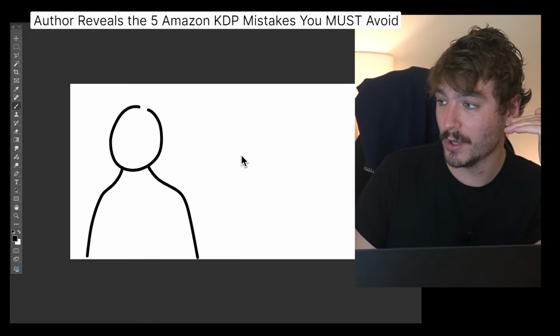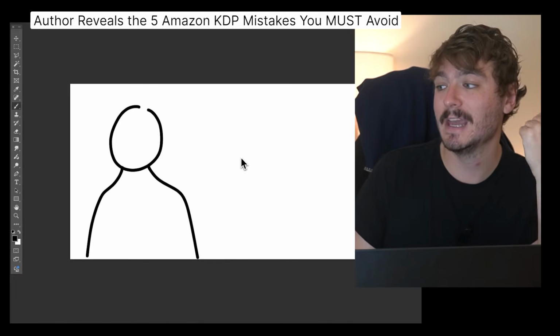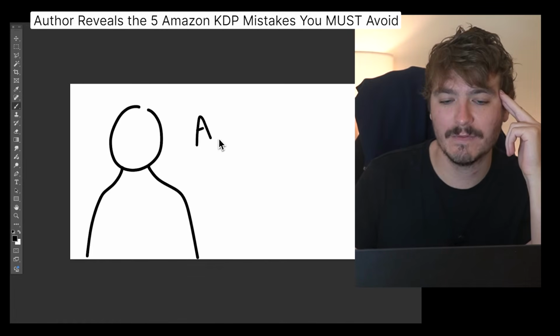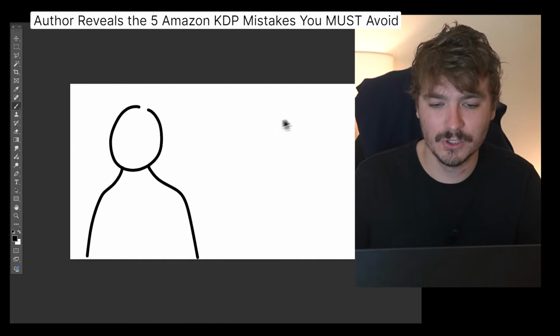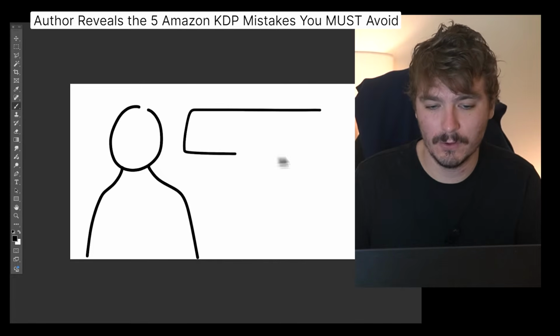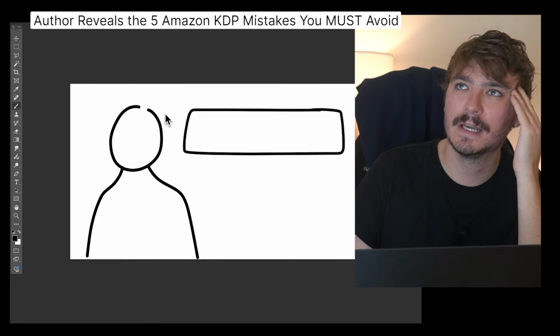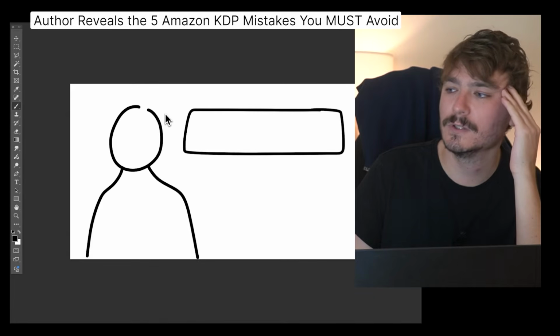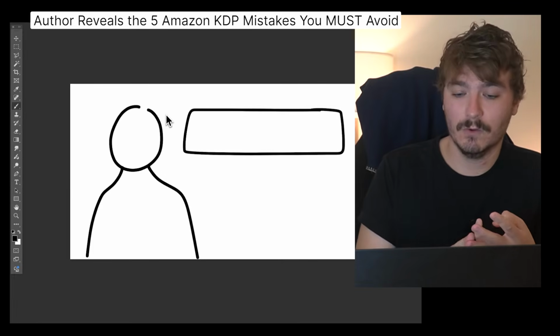We understand author reveals the 5 Amazon KDP mistakes. We probably want to have the Amazon logo. I'll just do a square for the logo. 5 isn't important in the thumbnail. That doesn't need to come across. And then you must avoid, or mistakes.